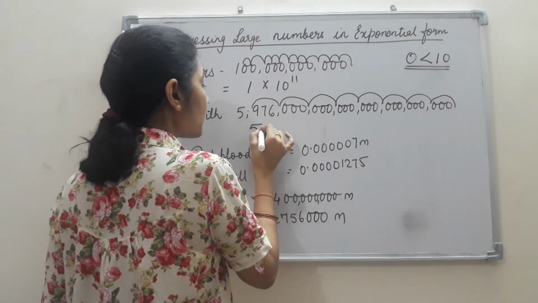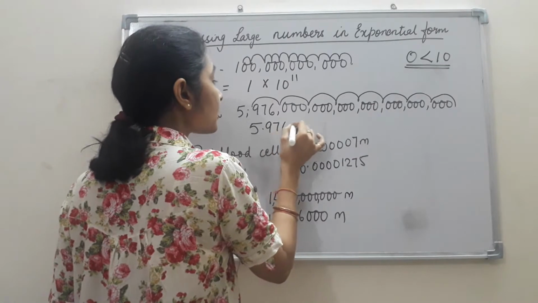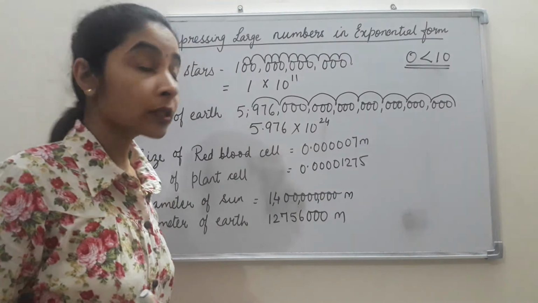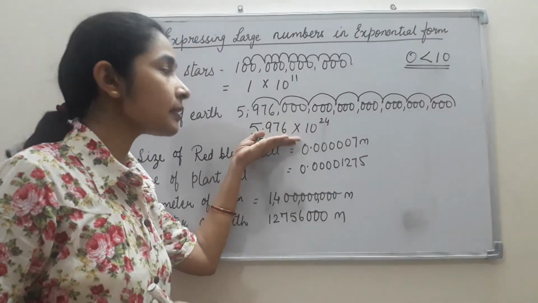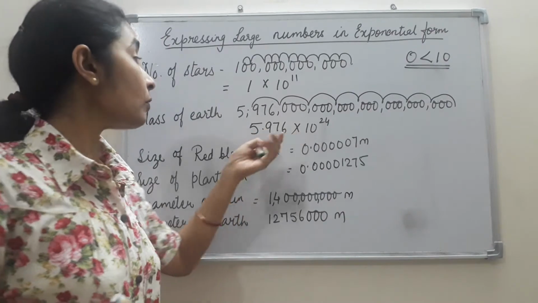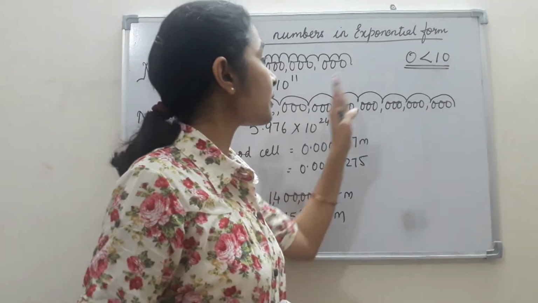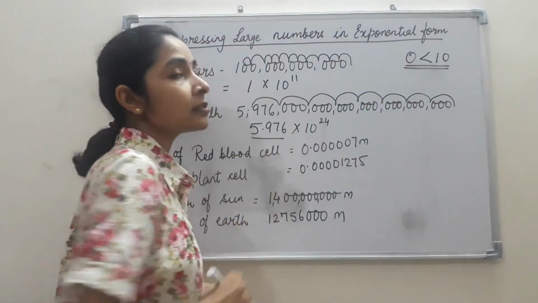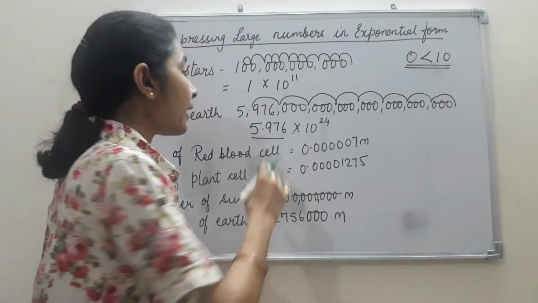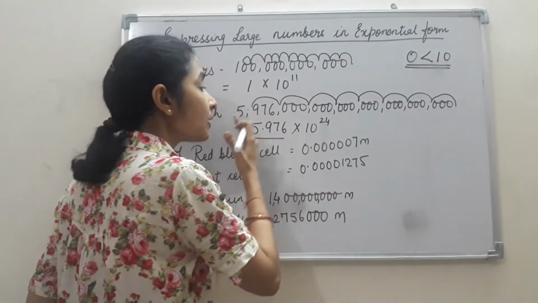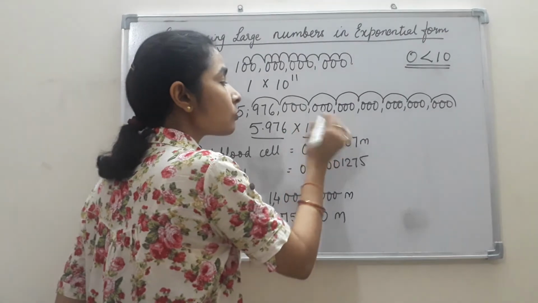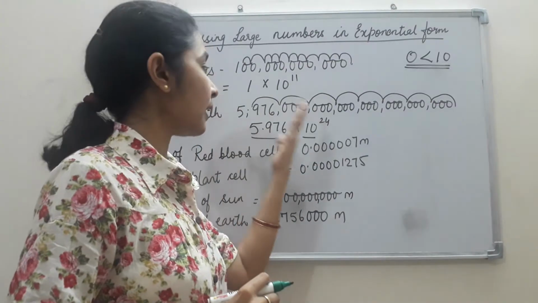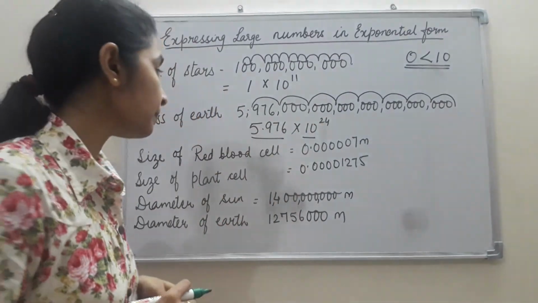The mass of the earth is 5.976 into 10 raised to the power 24 kg. Now this is easily readable as well as understandable. So what do we do to express it in the simplest form? We just change it into a decimal such that the number here is greater than 0 and less than 10, and the number of places that we are shifting, we mention it as 10 raised to the power of that many places. We shifted 24 places on the left hand side. That means the power is 10 raised to the power 24.